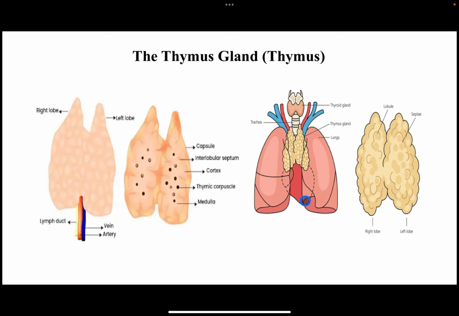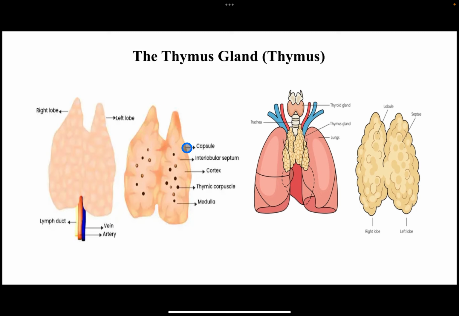And this region is the mediastinum. So the thymus is just on top of, or superior to, the region of the mediastinum. The heart is within the mediastinum. So the thymus gland is located behind the sternum, or the breastbone, in the upper chest region between the lungs.